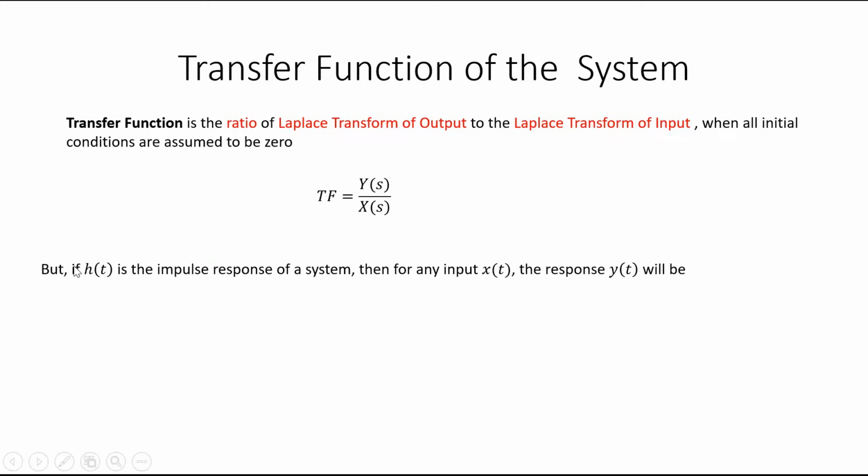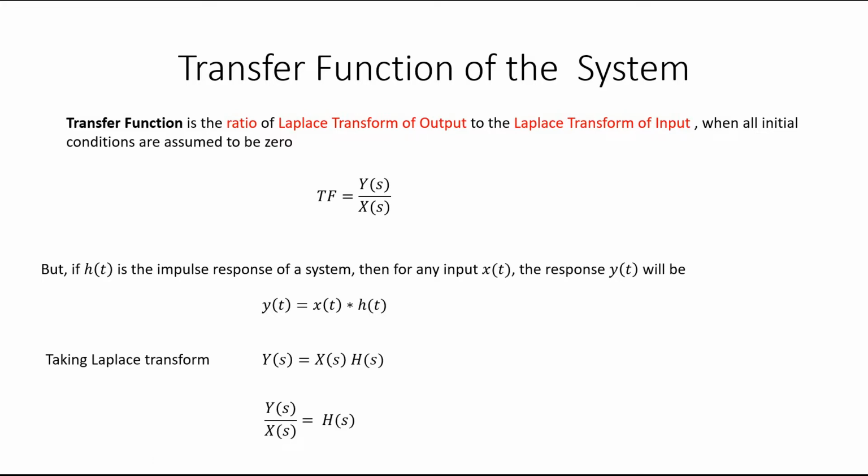But if h of t is the impulse response of the system, then for any input x of t, the output response y of t is equal to x of t convolution h of t. So we can take the Laplace transform. As with the Fourier transform, the convolution becomes a product, so y of s is equal to x of s into h of s, where x of s is the Laplace of x of t and h of s is the Laplace of the impulse response h of t. So from this we get y of s by x of s is equal to h of s.